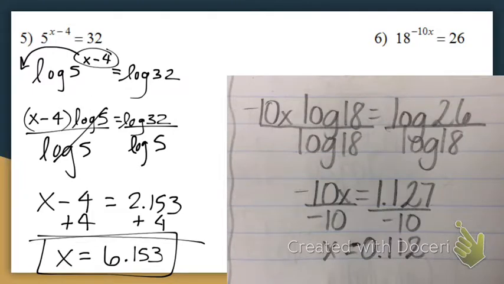So we have a solution up here on the board. You can kind of see it jumps down to the second step. So we took the log of both sides since our exponential expression was already isolated. We brought the -10x down front since that's the reverse power rule. Divided by log of 18 and got 1.127. And then divided by -10 and got negative.